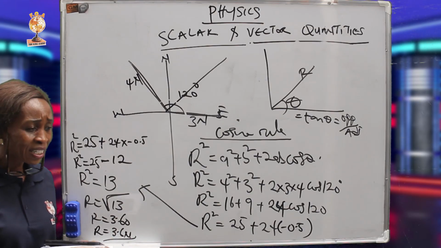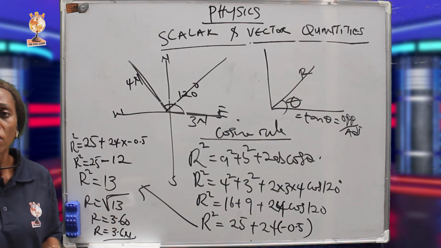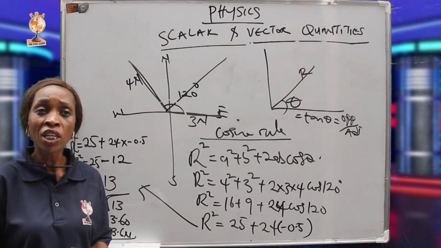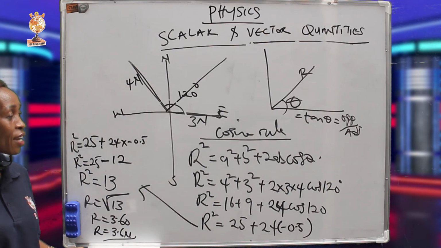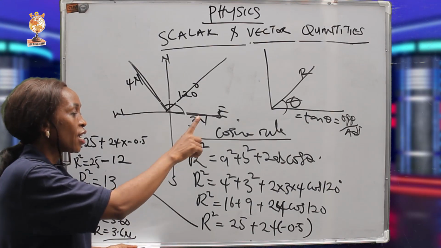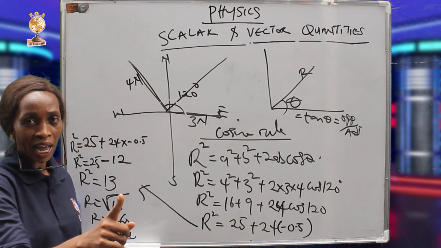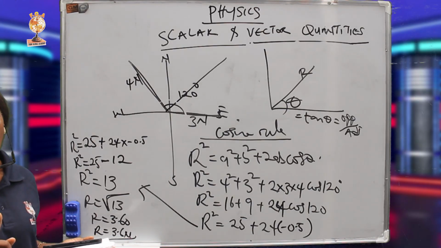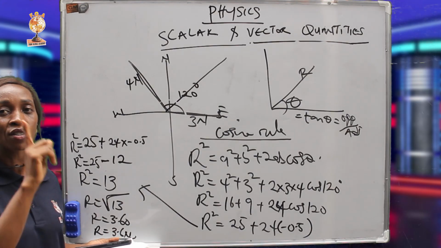If it is less than 90 degrees, it could be 60 or 45, or if it is above, we are going to be using the cosine rule. Either an obtuse or an acute angle, I will use the cosine rule, which is r square equals a square plus b square plus 2ab cos theta. But when it is 90 degrees, I will use the Pythagorean theorem.